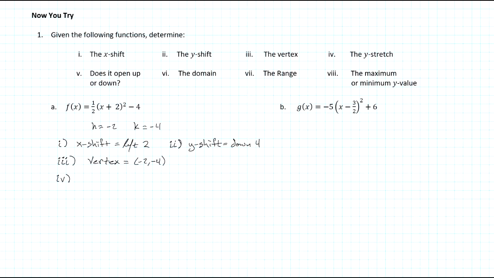The y stretch then is just the a value. So the y stretch is going to be 1/2 in this case. A is 1/2, the number in front of the square. It's being multiplied by the square. Does it open up or down? Part 5 here. The a value is positive, so this opens up.